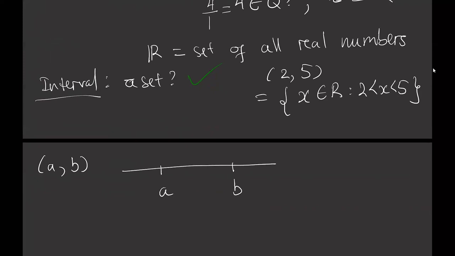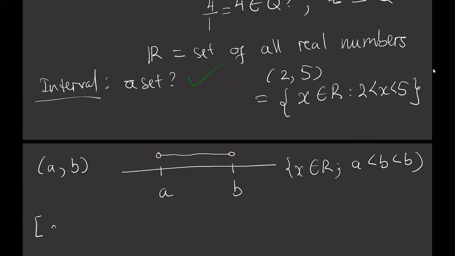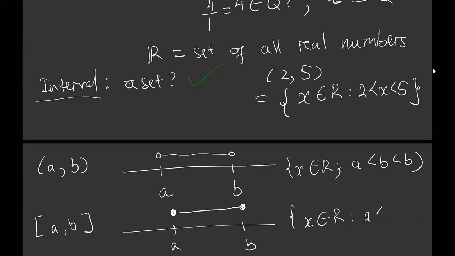Okay, so an interval AB is a set of all x in R, so the set of all real numbers such that they are between two values A and B and not including A and B. That's why I put this as a hole, because it is not included. And if you have a square bracket like this, then it will contain both A and B. So the set of all real numbers such that A less than or equal to X less than or equal to B. Let me correct this here.